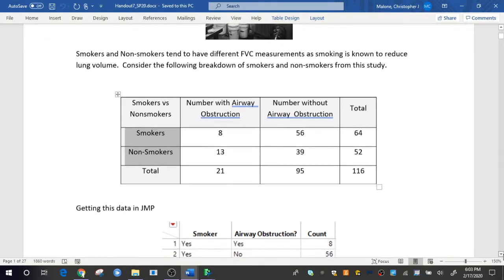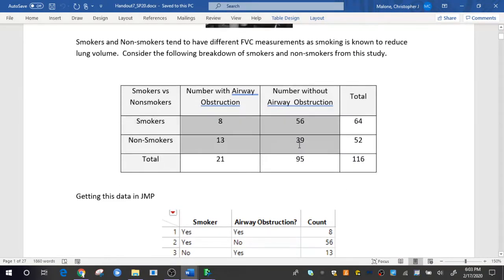What's provided here in the table on page 1 of handout 7 is just the counts for the number of people in each of those combinations. So here I can see that I had 8 smokers with airway obstruction. I had 56 smokers without airway obstruction. Likewise for the non-smoking row here. Over here in the totals, or in the margins is what we say, we have 64 people total that were smokers, and 52 people total that were non-smokers. The margins in the columns here, so I had 21 total people that had airway obstruction out of a total of 116 people, and I had 95 out of 116 that did not have airway obstruction.